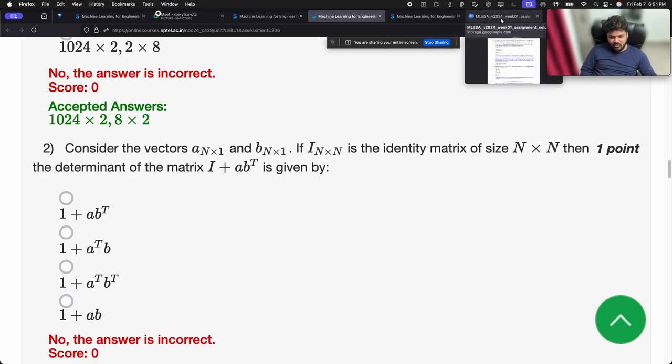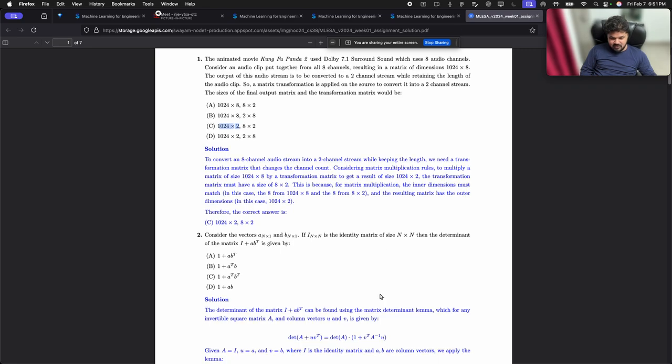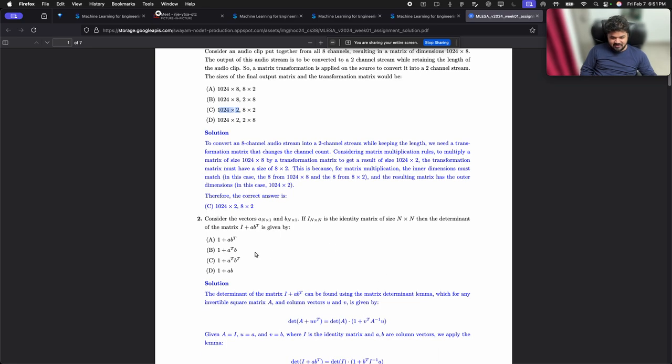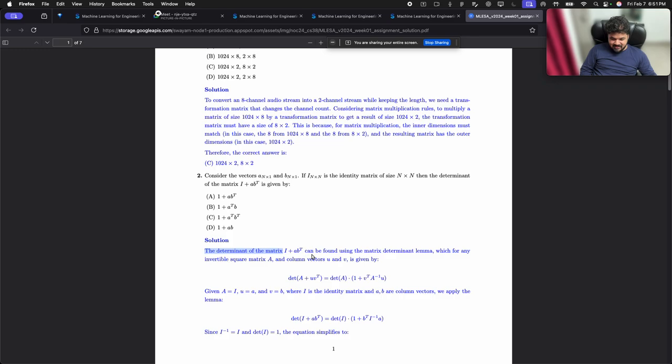So if you guys know, can anyone tell me what? Okay, just leave it. I will tell it. So the determinant of this matrix can be found using the matrix determinant lemma. This lemma is something like this. For any invertible square matrix and column vectors, it is given by this. If you transform this, you ultimately get the determinant of A plus 1 plus B transpose. So you basically swap these matrices.